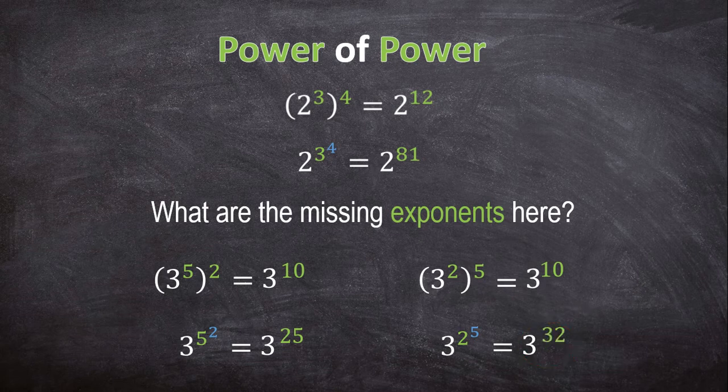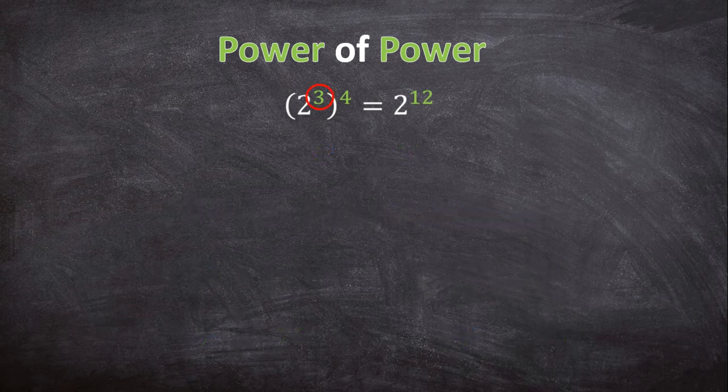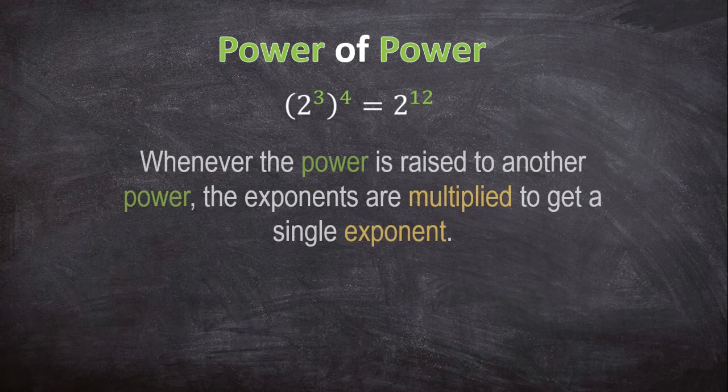So when you are raising a power to any other power, pay careful attention to whether there are parentheses. And when there are parentheses and you are raising a number to one power and then to another power, this is equivalent to multiplying the exponents together, which is known as the power of a power rule. When a power is raised to any other power, the exponents are multiplied to get a single exponent. Hope you have understood this.